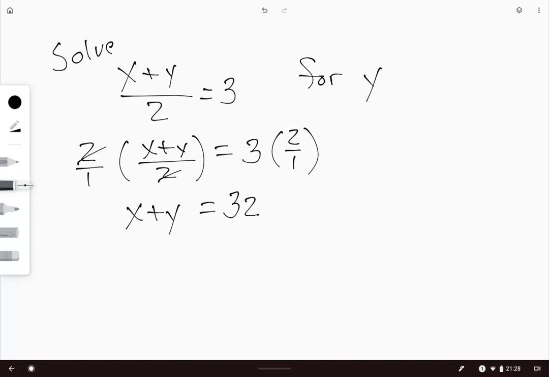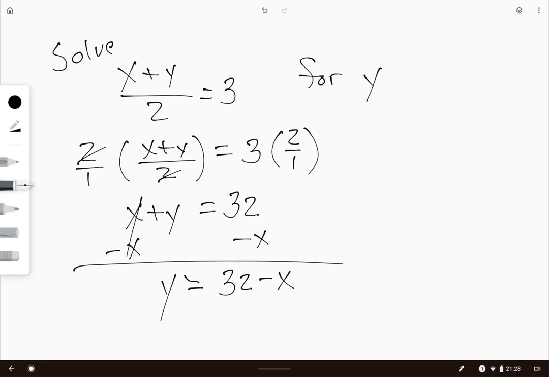Now, here I'm trying to solve for y. So since I have a positive x over here, the opposite or the inverse of the positive x would be to subtract x from both sides. So when I do that, those x's cancel out and become a 0. So I'm left with y equals 3z minus x.